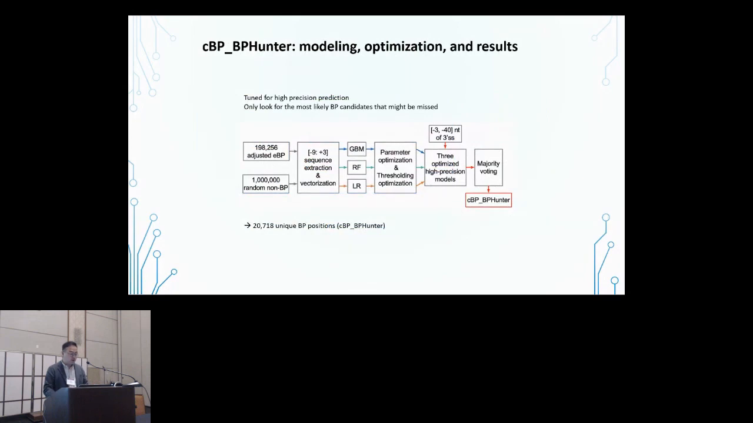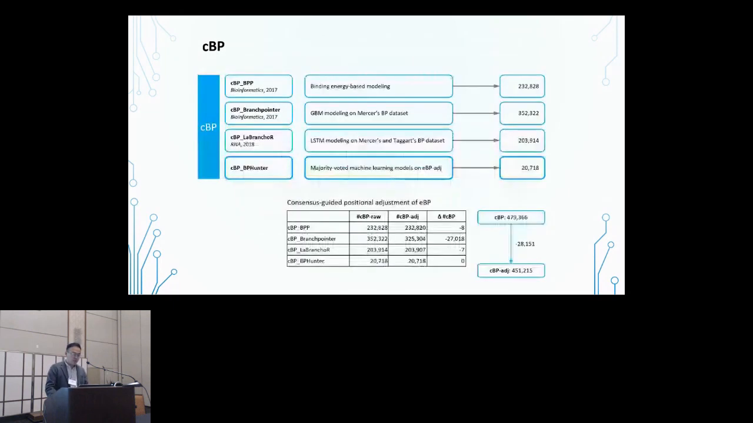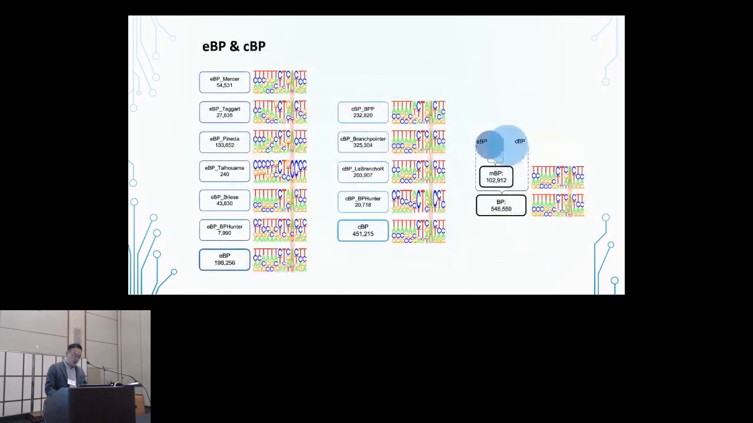Therefore, we created a very simple machine learning method. But the key here is that we are just looking for those highly likely BP candidates which might be missed by other predictions. Putting them together, and with this positional adjustment, we get more than 400,000 BP positions. And putting them together, we have a final data set of about 546,000 branch points, as you can see at the very end on your right-hand side. And this is the motif, how they look.